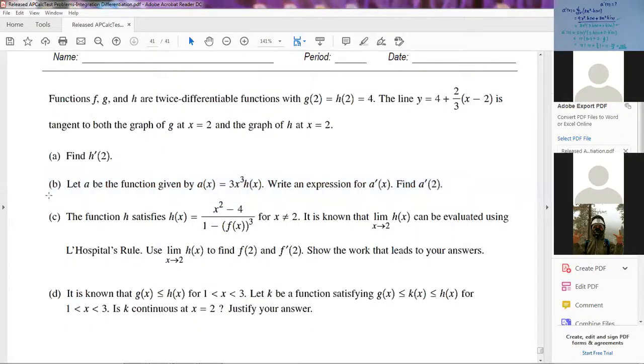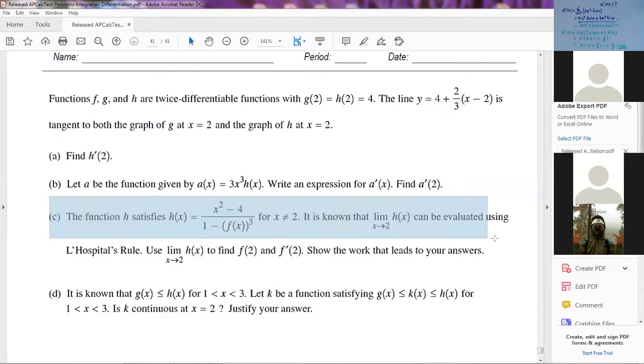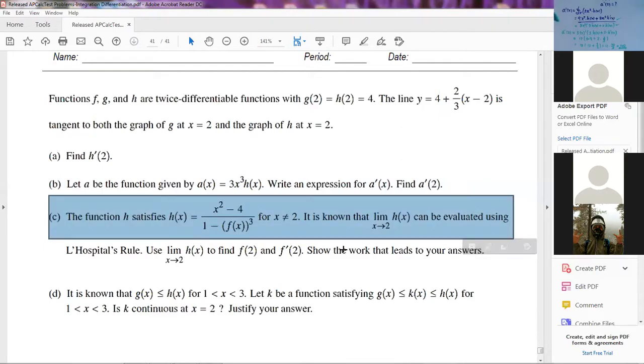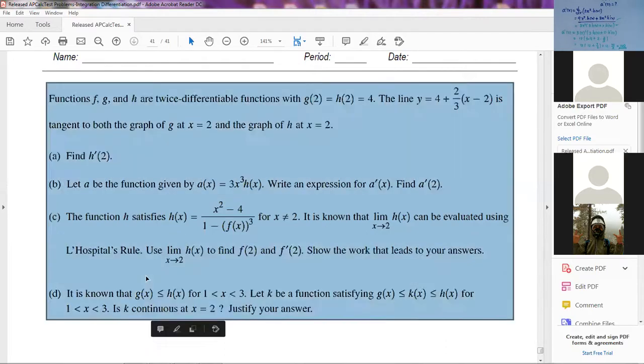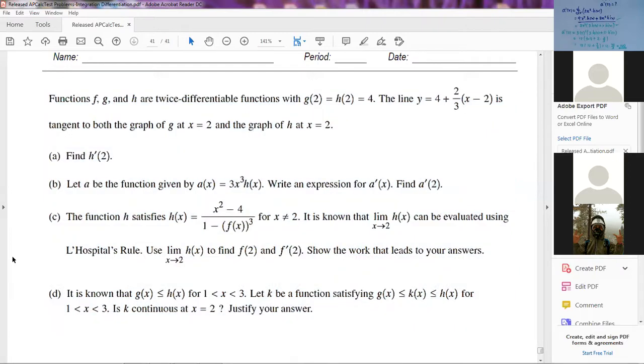Okay. The function h satisfies that h of x is (x squared minus 4) over (1 minus f of x cubed) for all the x's less than 2. It is known that the limit can be evaluated using L'Hopital's rule. Use the limit of h of x as x approaches 2 to find f of 2 and f prime of 2. Show the work that leads to your answer.